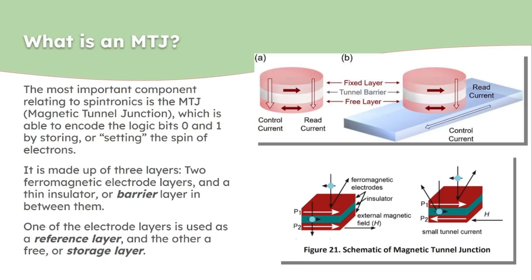What is an MTJ? The most important component relating to spintronics is the MTJ, or the magnetic tunnel junction, which is able to encode the logic bits 0 and 1 by storing or setting the spin of electrons. It is made up of 3 layers, 2 ferromagnetic electrode layers, and a thin insulator or barrier layer in between them. One of the electrode layers is used as a reference layer, and the other is a free or storage layer. And you can see illustrations of them over here.